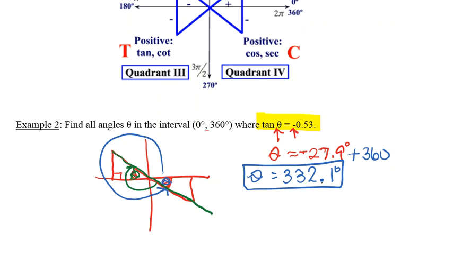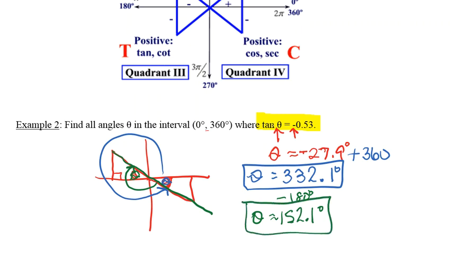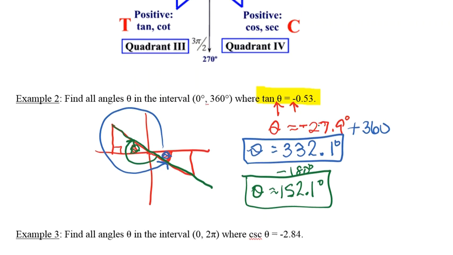So I have to back up 180 degrees. So I'm going to take 332.1 and I'm going to subtract 180, and that'll give me the second angle that would give me negative 0.53. So that is approximately 152.1 degrees. Now if you want to check these, do tangent of 152.1 and see if you're close to negative 0.53. You should have two answers for these types of problems.